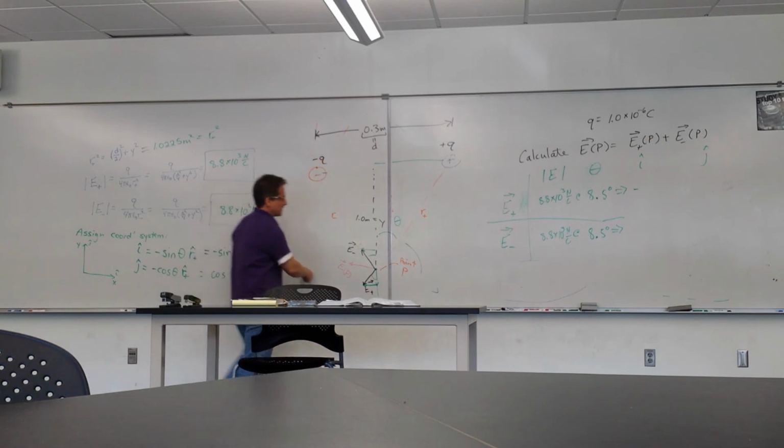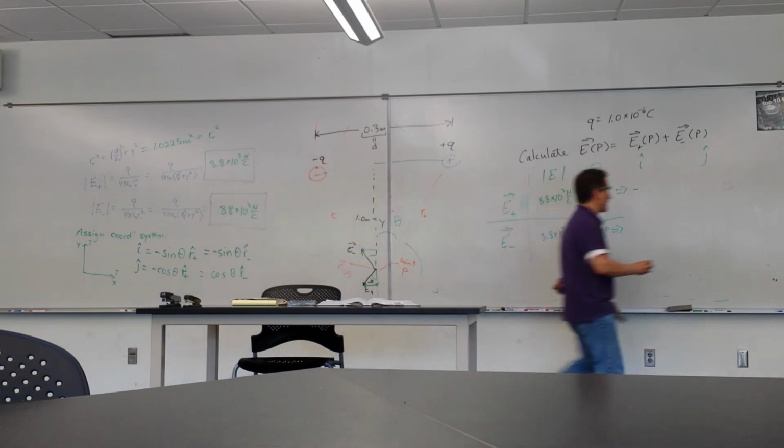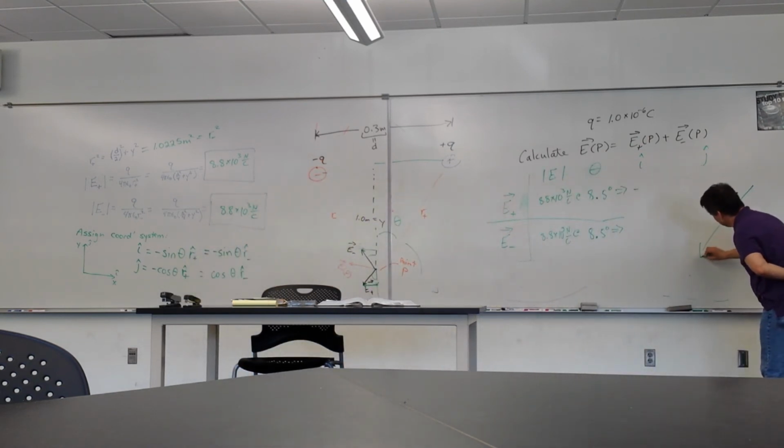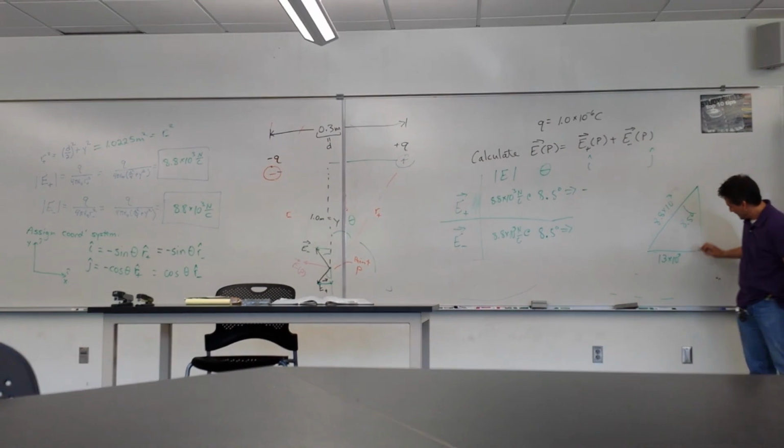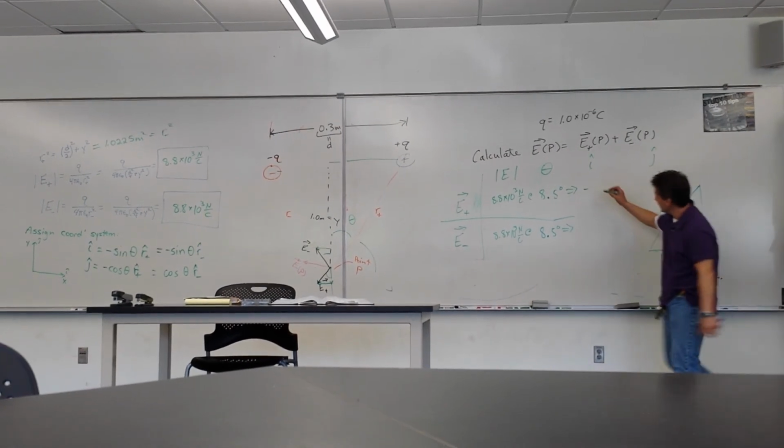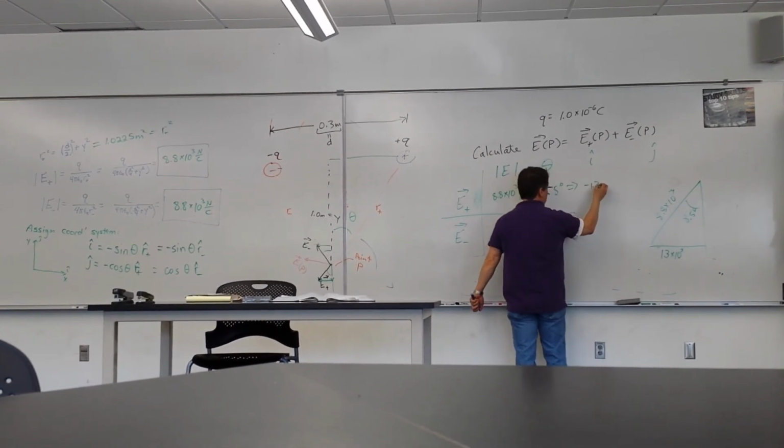Okay, E plus. You've got a vector pointing down like this. This angle is 8.5 degrees. This is 8.8 times 10 to the third. We want the x and the y components of that. So at this point right now, I have 1.3 times 10 to the third as your x component. So it'll be in the negative direction, since it's going this way. That's what I was trying to ask, thank you.